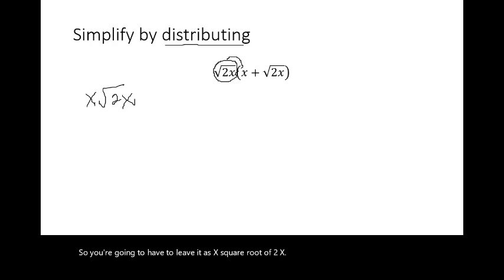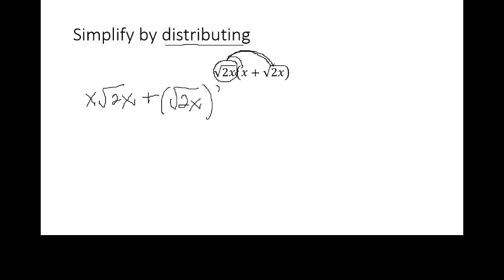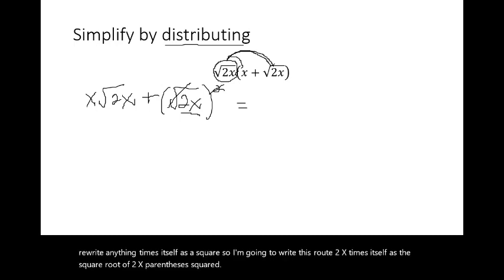Then we're going to take the square root of 2x and then we're going to multiply it to the next term, square root of 2x. So remember, whenever you have anything times itself, you can always rewrite anything times itself as a square. So I'm going to write this root 2x times itself as the square root of 2x parentheses squared. And then the same rules with square roots and squares apply. If you have a square and a square root performed together at the same time, they're going to cancel each other out, leaving you with what was inside the square root, 2x.